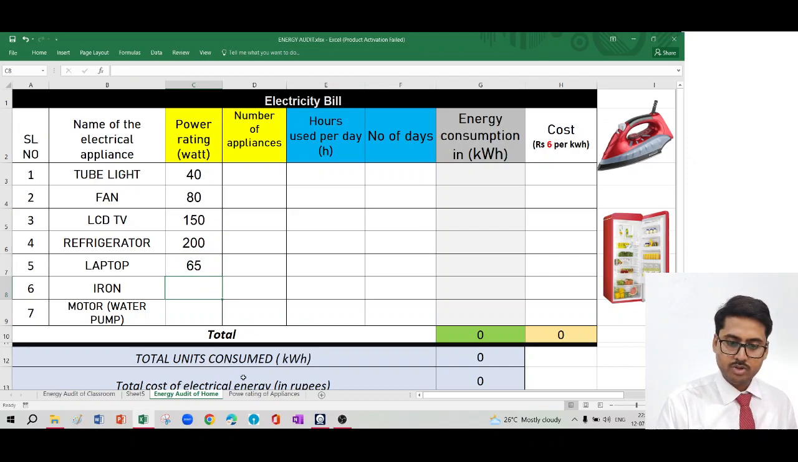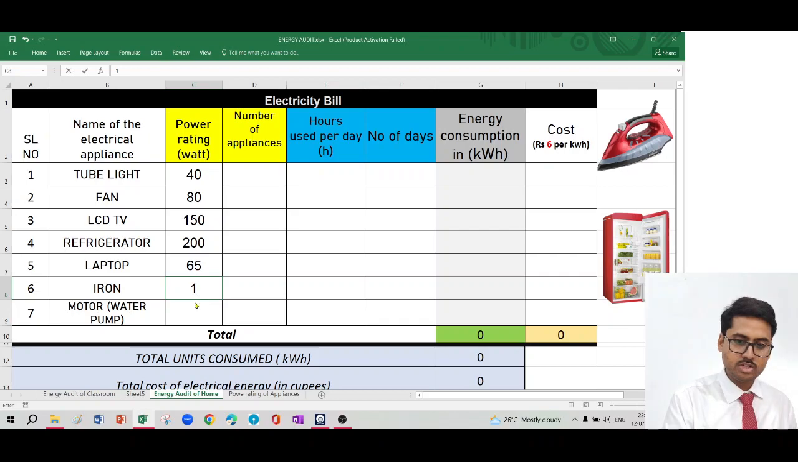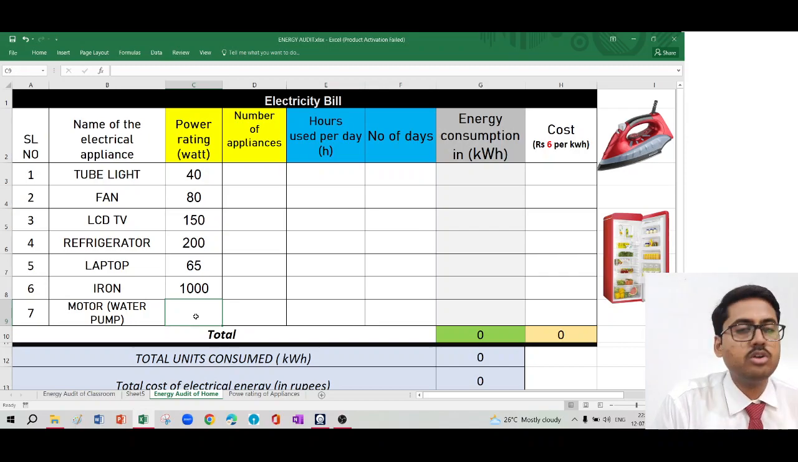Iron, we can see from the list over here and find out the iron. It is given over here in the third table, it is 1000 watt. So let us write here 1000. And motor, so we all have got water pump attached with a motor in our homes. Usually the motor or the water pump, they are expressed in horsepower, HP, and 1 HP is equivalent to 746 watt, so we can take it as 750.